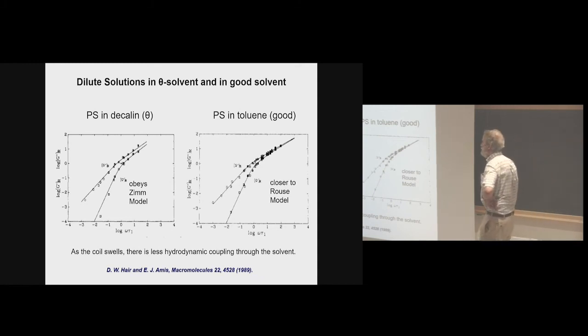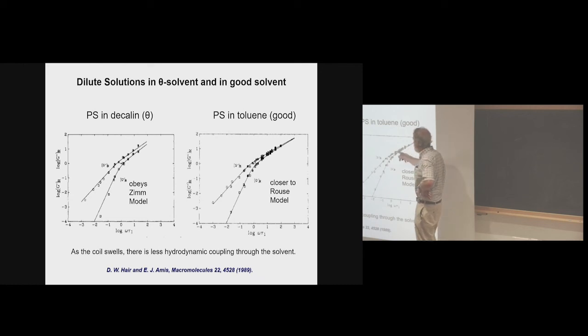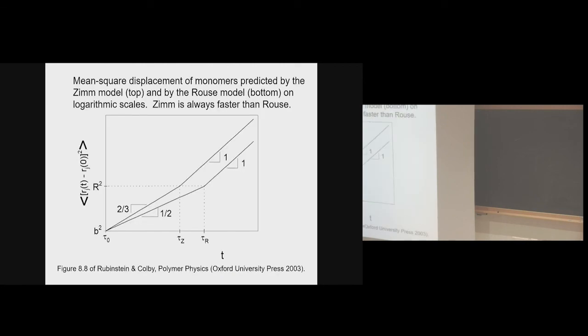So I mentioned that Zimm really had a way to cross all the way from fully hydrodynamically coupled to marginally hydrodynamically coupled. And these guys look like they're getting closer to the Rouse model, because the Rouse model would have G prime on top of G double prime with a slope of a half, right? So it's not quite the prediction of Mr. Zimm.